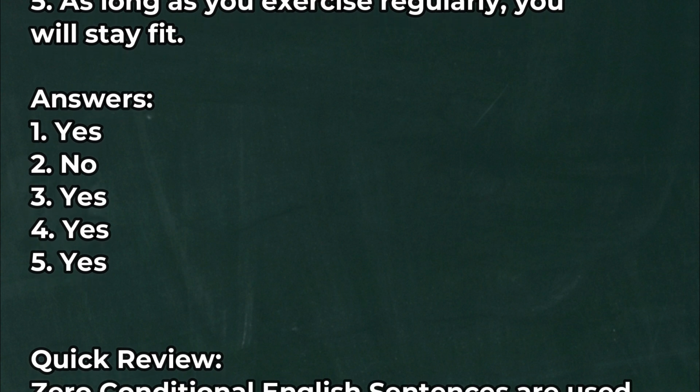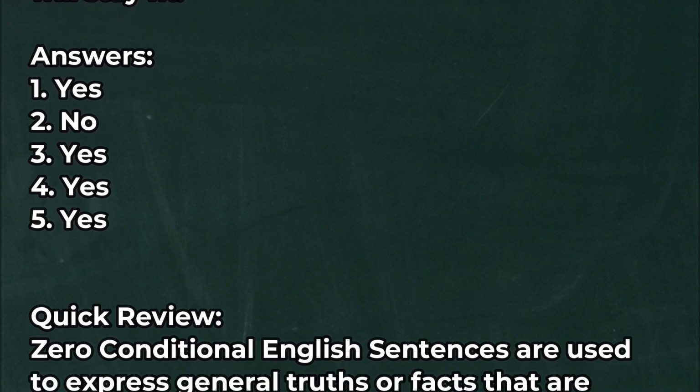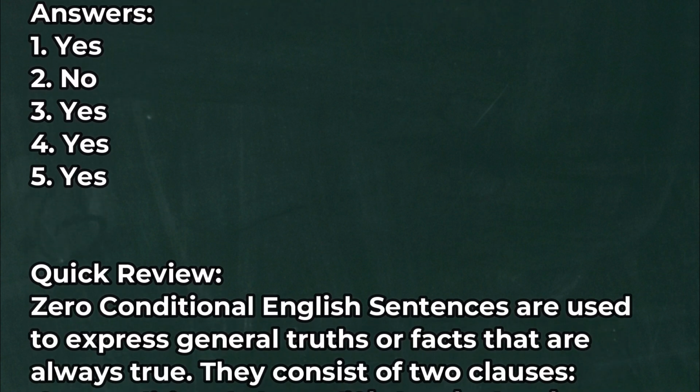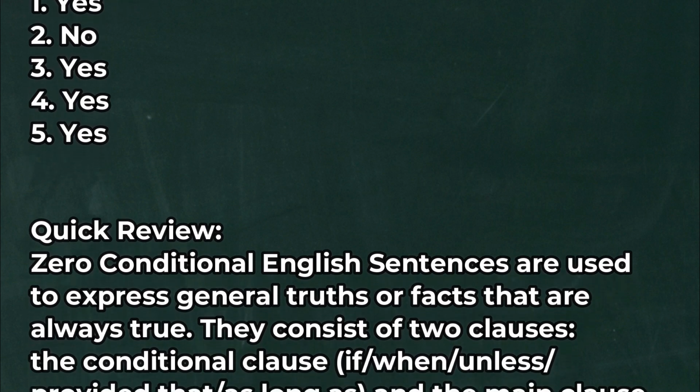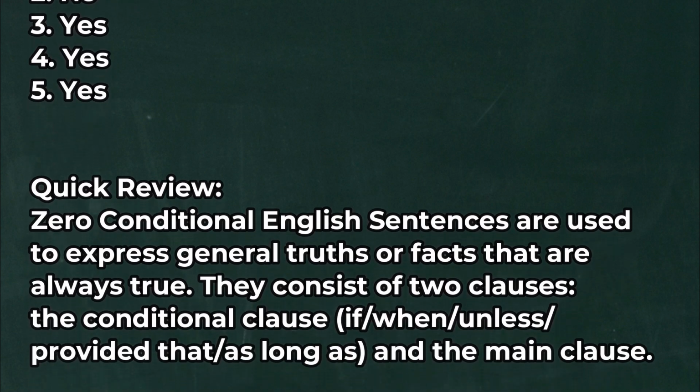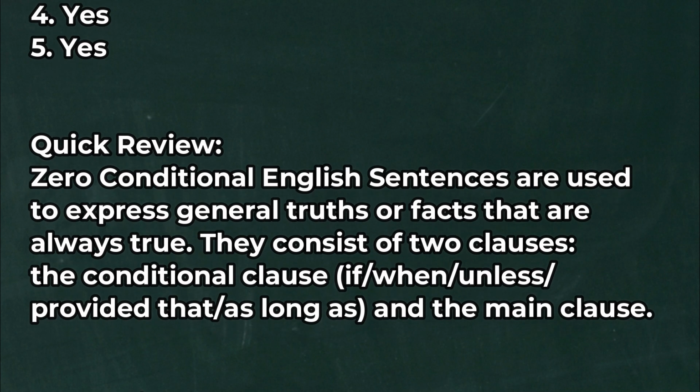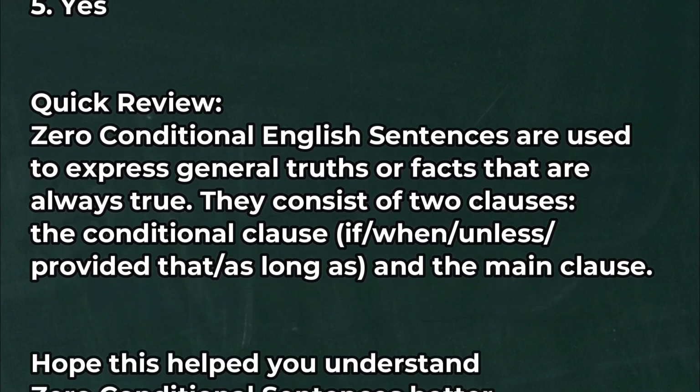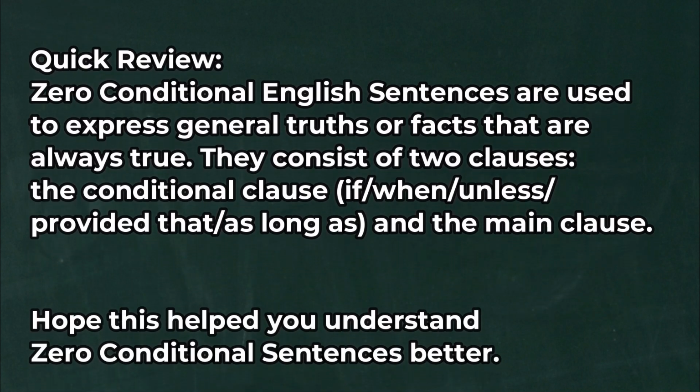Quick review. Zero conditional English sentences are used to express general truths or facts that are always true. They consist of two clauses: the conditional clause, if, when, unless, provided that, as long as, and the main clause.